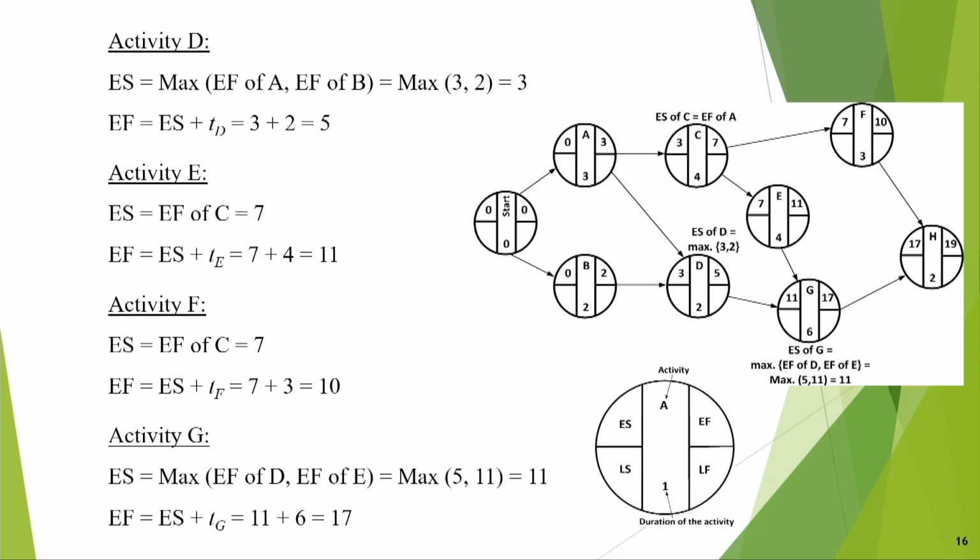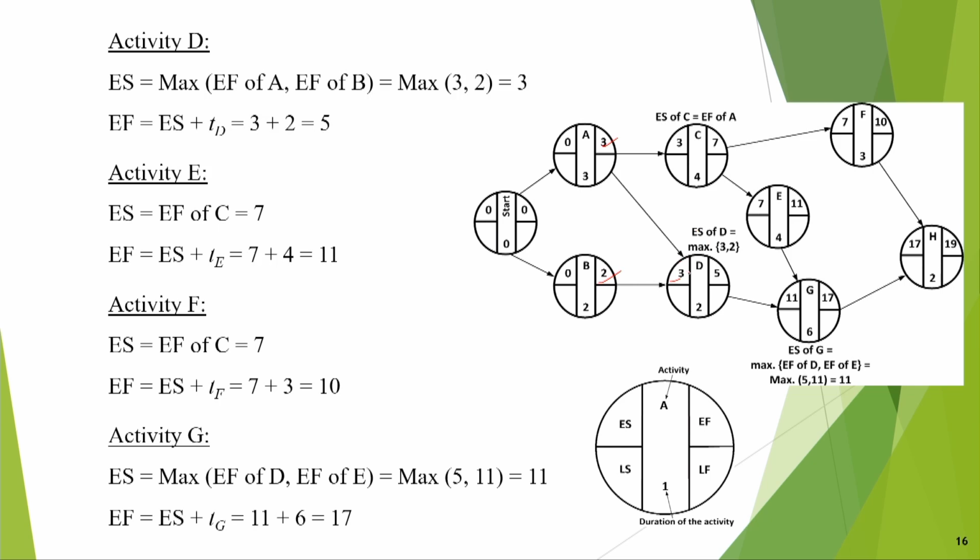You can pause the video and understand how it is done; it is very clear, the diagrams are self-explanatory. Suppose for activity D, it is the maximum of EF of A and EF of B. Maximum of 3 and 2, like that. Okay. So, A will finish at 3 and B will finish at 2 days, therefore the maximum is 3. So, it can start at 3 only, because B will finish in 2 days and A will finish in 3 days.